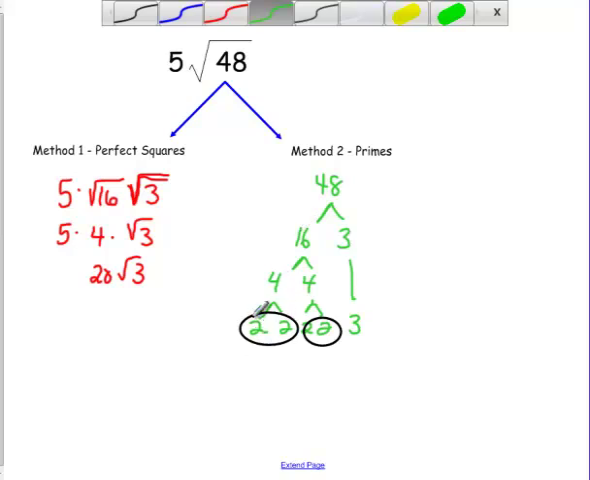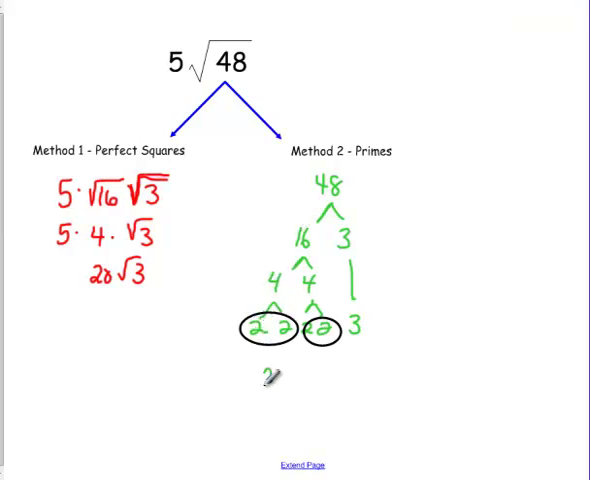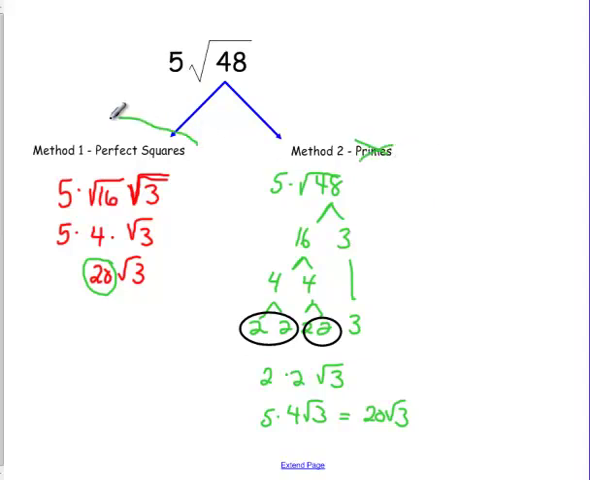So that means 4, square root was 2, 4, square root was 2, radical 3, I get 4 radical 3, but here I got 20, oh that's right, I got to bring this 5 down from up top, and that gets me 20 radical 3. So I'm not a big fan of the primes method. I really like this perfect squares method because, look how much shorter it is.